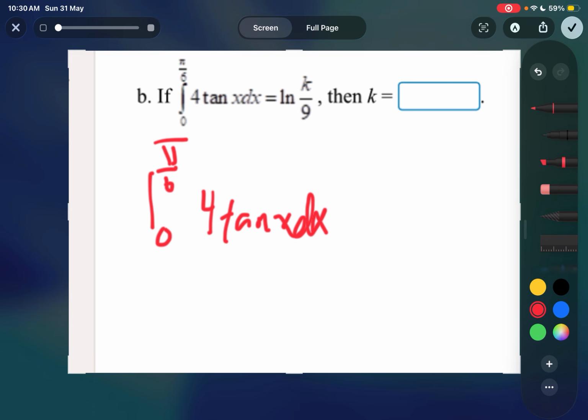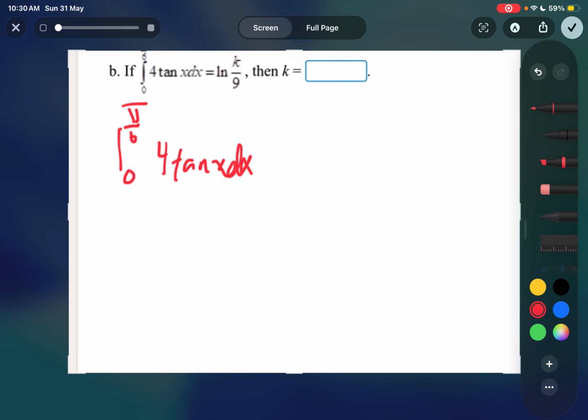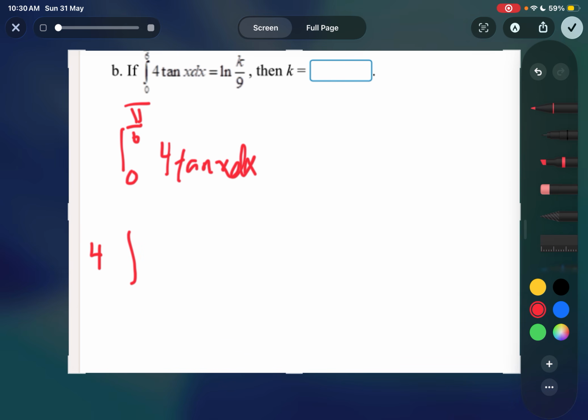Okay, so first of all, how can we solve this? We change tan. You know that tan is sine over cosine, right? So first let's take 4 outside because it's a constant, so it will be 4 times the integral from 0 to pi over 6 as it is. So now it will be sine x over cosine x, dx.